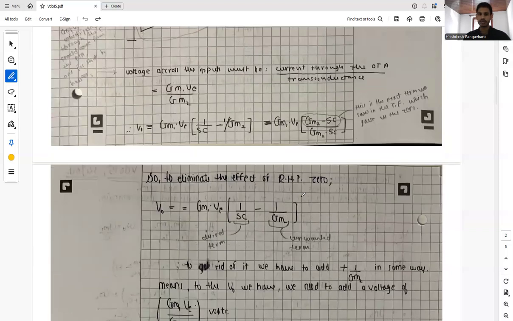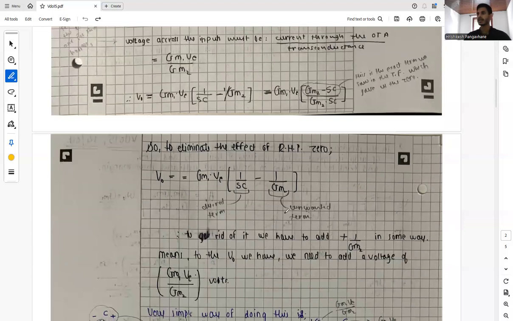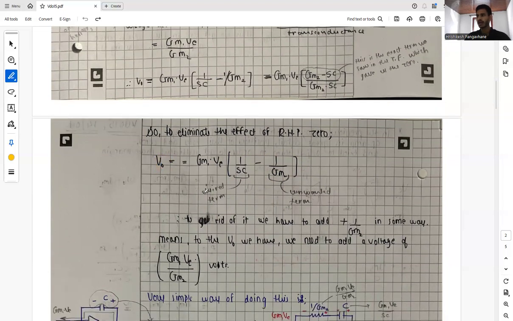To eliminate the effect of the right hand plane zero, we have our V naught from here, which is basically this term. This is the term which is desired, and this is the term which is unwanted. To cancel the effect of this term, to get rid of it, we have to somehow add a plus 1 by gm2 term to this whole part. Which means basically to the whole V naught we need to add a voltage of gm1 VE times 1 by gm2 volts in plus, so that this minus effect gets cancelled by a plus effect.